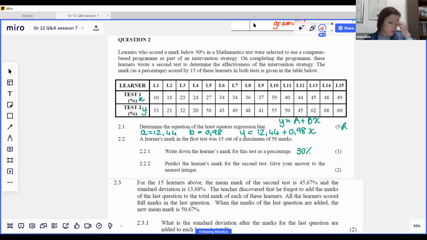Predict the learner's mark for the second test. Give your answer to the nearest integer. Now, predicting means you have to use your regression line to predict. And you're going to make your x 30%. So you're going to substitute x into your regression line to predict the score. Regression is all about prediction. Okay, so we're going to use that equation and we're going to go y is 12.44 plus 0.98 times 30.